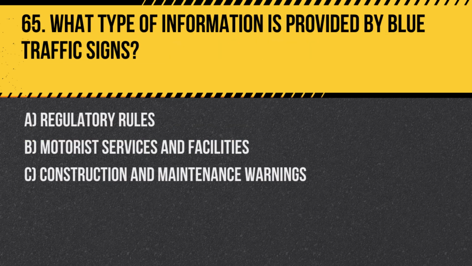Question 65. What type of information is provided by blue traffic signs? A. Regulatory rules. B. Motorist services and facilities. C. Construction and maintenance warnings. Answer. B. Motorist services and facilities. Blue traffic signs typically provide information about motorist services, such as gas stations, hospitals, rest areas, and more.